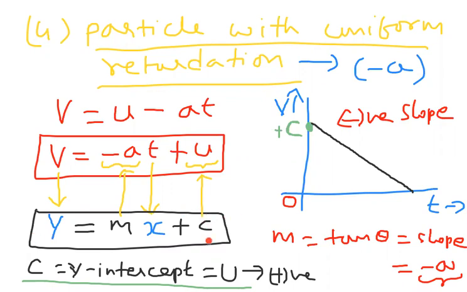C is called the y-intercept. The y-intercept value is positive. M is called the slope. Slope is tan theta and its value is negative. So here y equals mx plus c, where m is negative and c is positive.